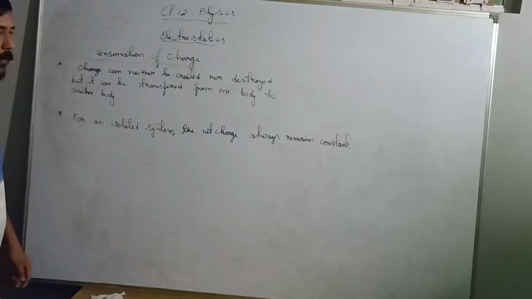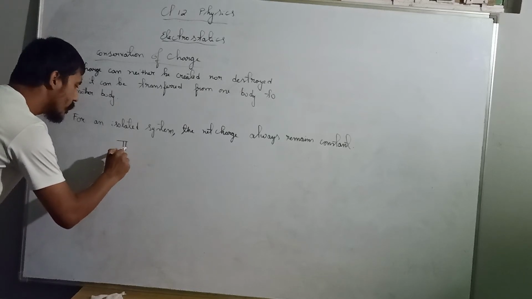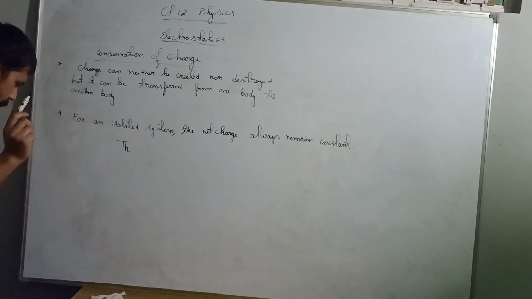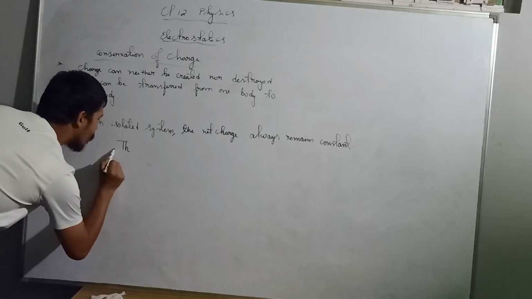Let me take an example of a radioactive element. Have you ever heard the word thorium? Thorium, a radioactive element. What is the atomic number of thorium? 90. Atomic number is 90.